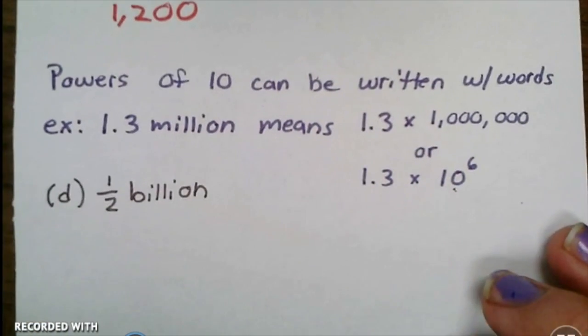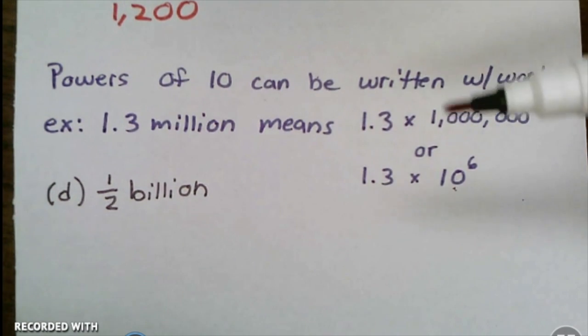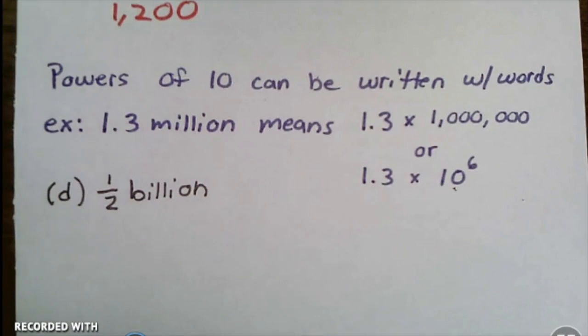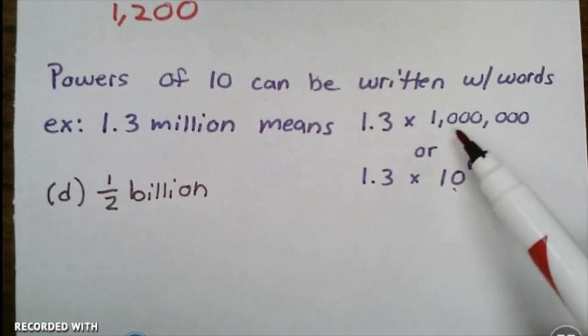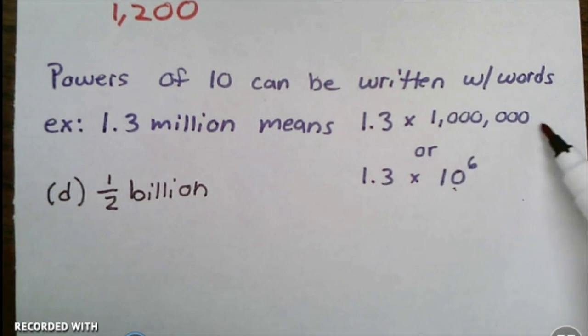The last part, powers of 10 can be written with words. Example, 1.3 million means 1.3 times a million. So when we say 1.3 million, we mean 1.3 times a million. Or we write a million as 10 to the 6th. 6 zeros, a little exponent of 6.